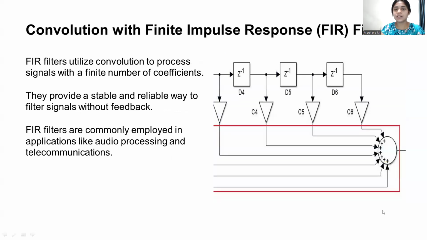Convolution with finite impulse response, which are called FIR filters. These filters utilize convolution to process signals with a finite number of coefficients. They provide a stable and reliable way to filter signals without feedback. FIR filters are commonly employed in applications like audio processing and telecommunications.